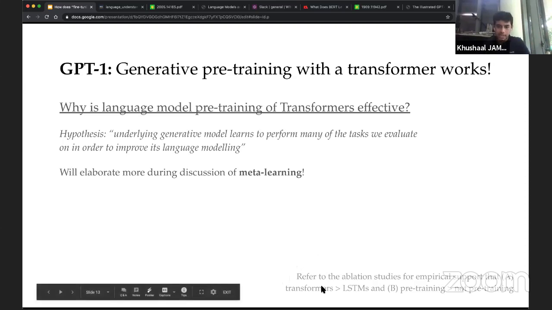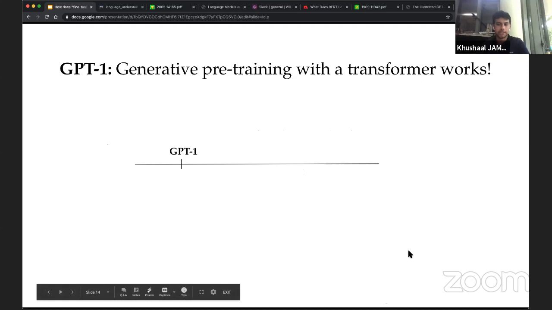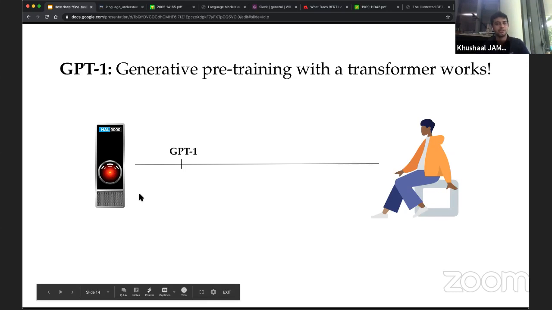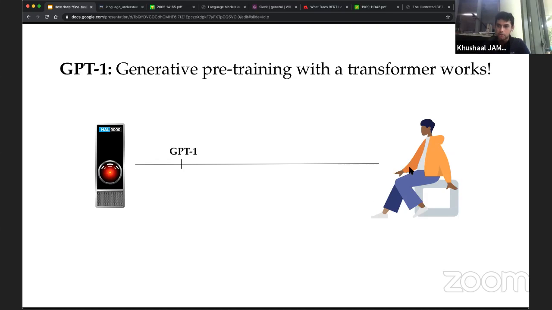Just an aside, you can refer to the ablation studies for some empirical support that transformers are better than LSTMs for this purpose, and obviously that pre-training is better than no pre-training. So this is what I like to call the Jammu spectrum. On here we have a computer. I probably shouldn't have put HAL 9000 because that's from 2001: A Space Odyssey, and that's quite a smart computer. But we'll just pretend this is a dumb computer on one end, and on the other end we have a very intelligent human. GPT-1 is towards the left-hand side. It's largely task agnostic, which is great, and yet it falls short. It doesn't understand language that well.